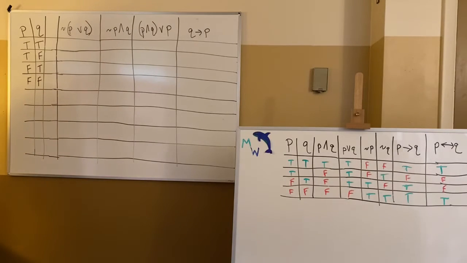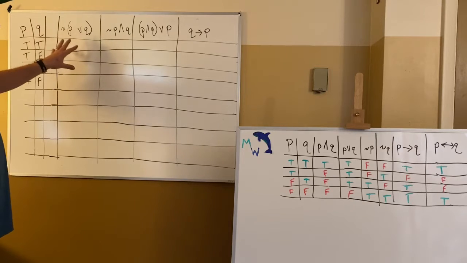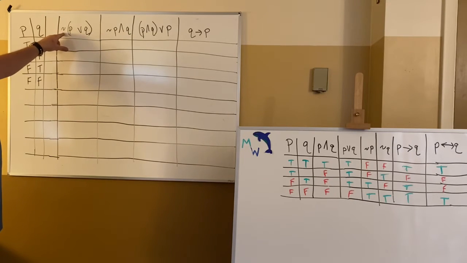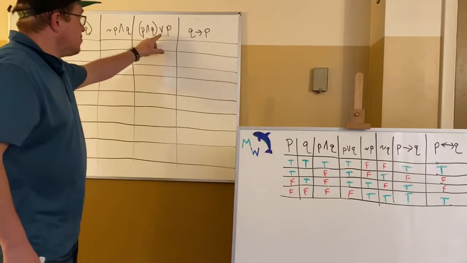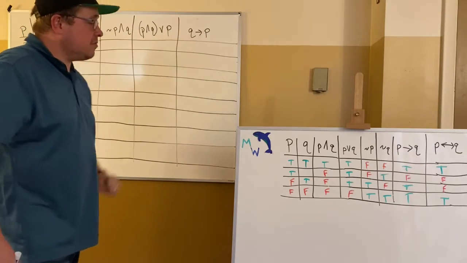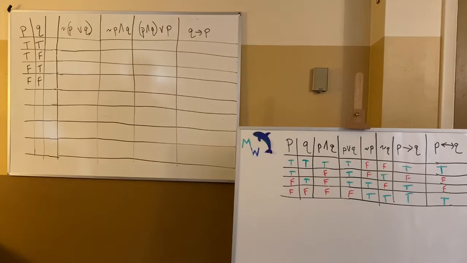So here we are, and we're going to find out where these wind up. For example, this one's going to finish with me taking a negation. This one's going to finish with me finding an and. This one's going to finish with me taking an or, and that one's going to finish with me doing an implies, also known as a conditional.